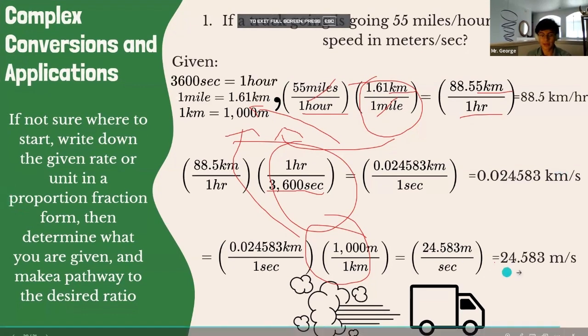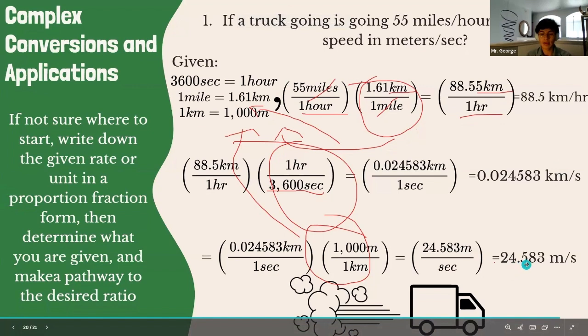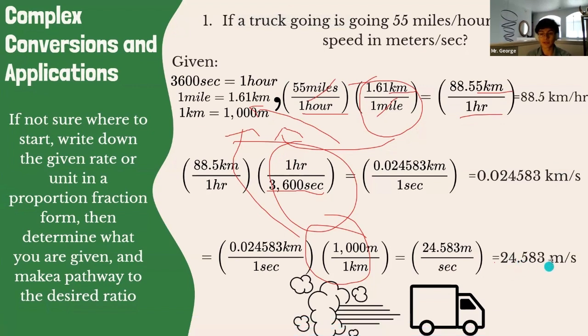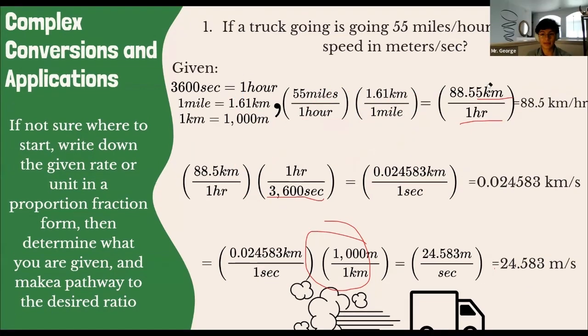All right, let's go back. So that's going to give you 24.58 meters per second. So we went from 55 miles per hour to 24.58 meters per second. All right, does that make sense, guys? How we utilize these things. All right. I hope this made sense. And yeah, that's going to be the lesson.